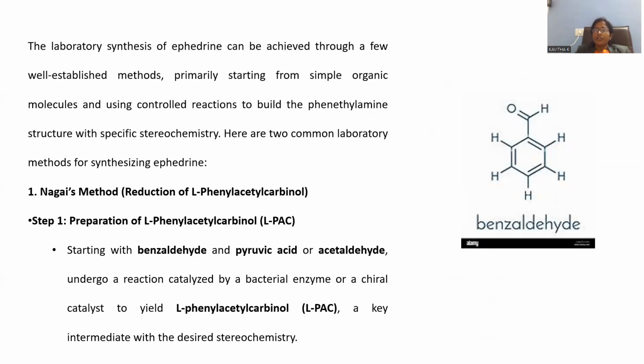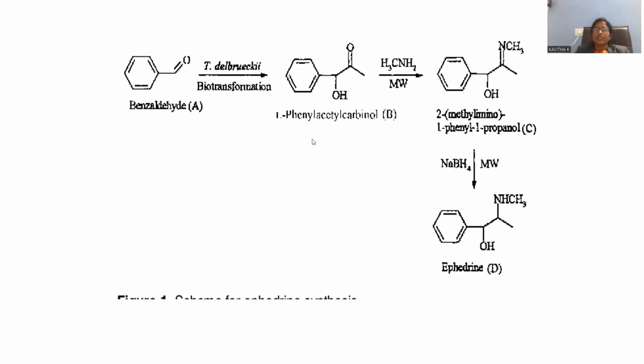Now, we are going to synthesize the same material in the laboratory. The same material is to be synthesized in the laboratory, starting from benzaldehyde. Benzaldehyde will be the starting material. Starting from benzaldehyde, we have to go for L-phenyl acetylcarbinol. L-PAC is to be synthesized. L-PAC, the L-phenyl acetylcarbinol, is a key intermediate within the reaction. The starting material will be benzaldehyde. The intermediate will be L-phenyl acetylcarbinol. Right? Let me show the entire process.